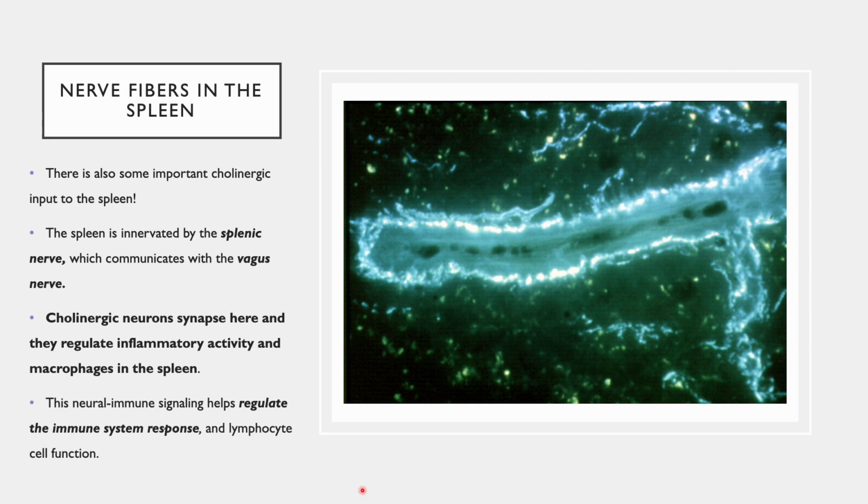This neural immune signaling actually helps to regulate the immune system response and lymphocyte cell function. And throughout this class, I'm going to be talking about the immune system a lot because it's largely connected to our brain health. We need to ensure that we have regular, basal levels of inflammation and proper activation of our immune system so that it doesn't induce inflammatory diseases like arthritis, dementia, Alzheimer's disease, and even cardiovascular disease.